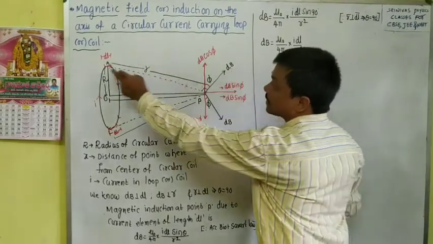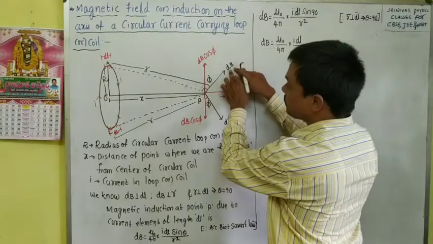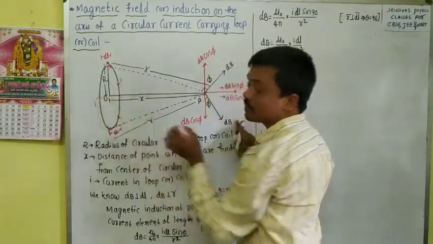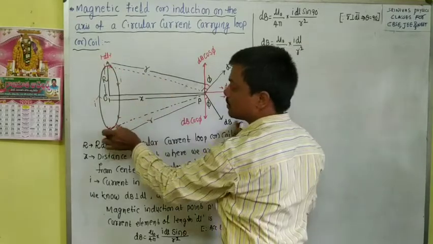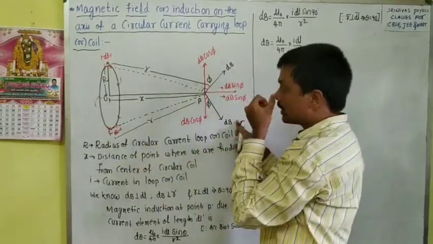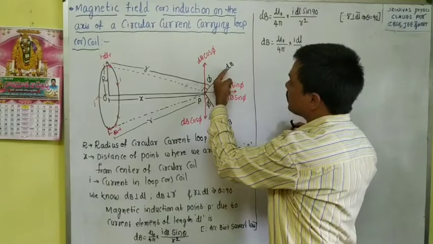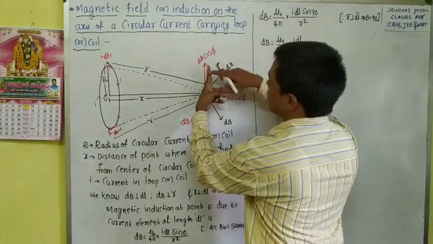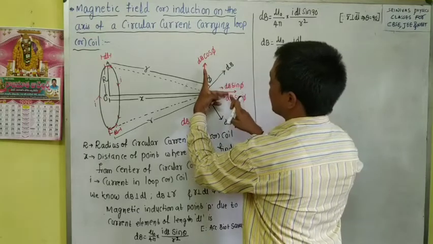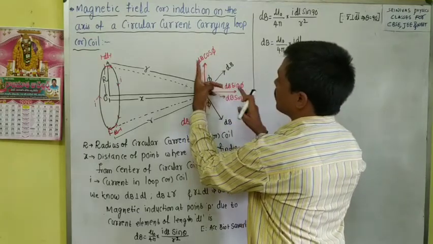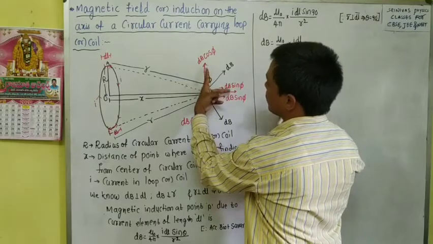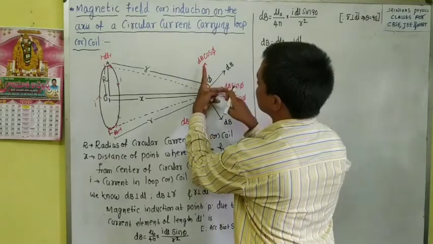dB is the magnetic induction due to this element, and this dB is the magnetic induction due to this element. Two elements we are taking, one at the top and the other at the bottom of the current carrying loop. And now dB is classified into two perpendicular components, right? This is dB cos phi and this is dB sin phi. And this angle I am taking as phi.